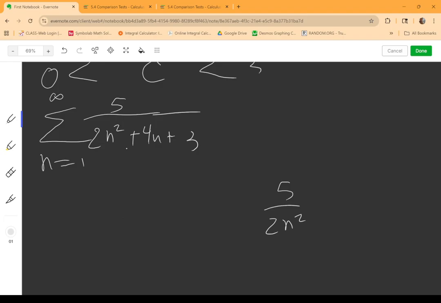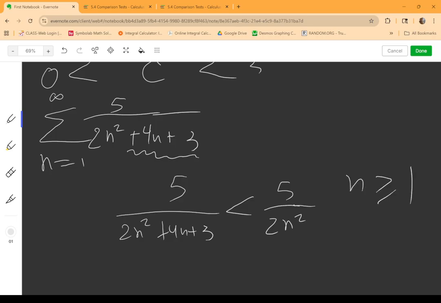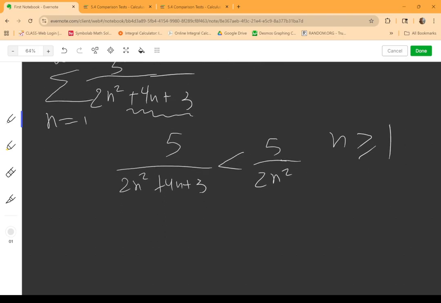Now here, since I'm adding these values, this whole term here will always be less than this, since n is positive and all these values are positive. So this will always be true for n bigger than or equal to 1. That always is going to hold.